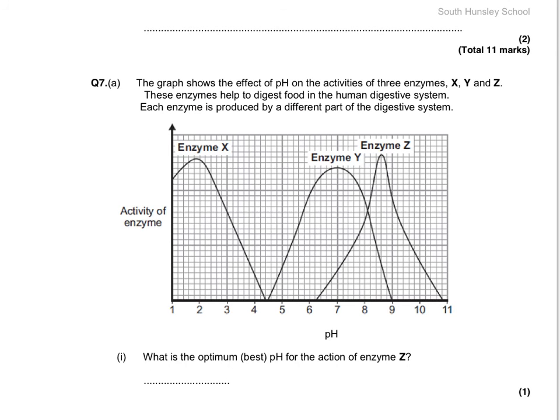Question 7 is again showing you a graph. So it's important before you look at the questions you interpret the graph and really understand what it's showing. Along the bottom you've got pH, and up the side you've got enzyme activity.